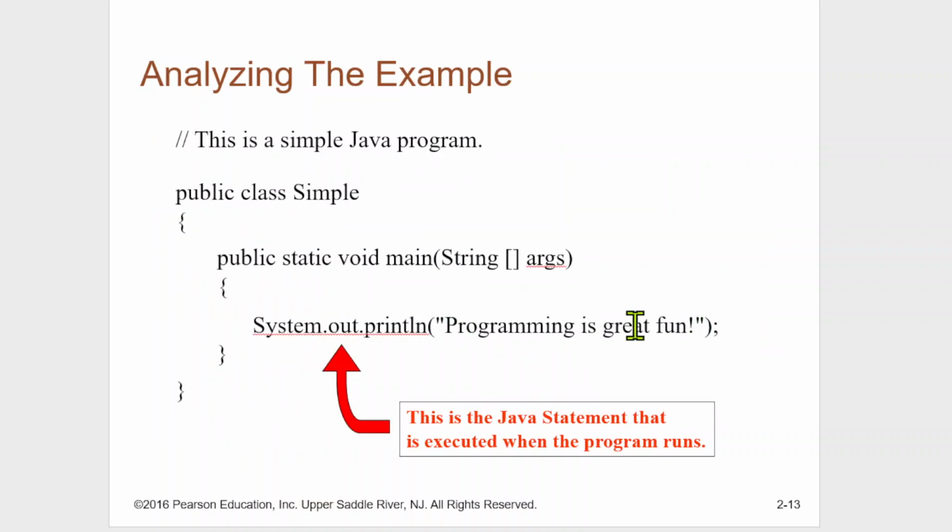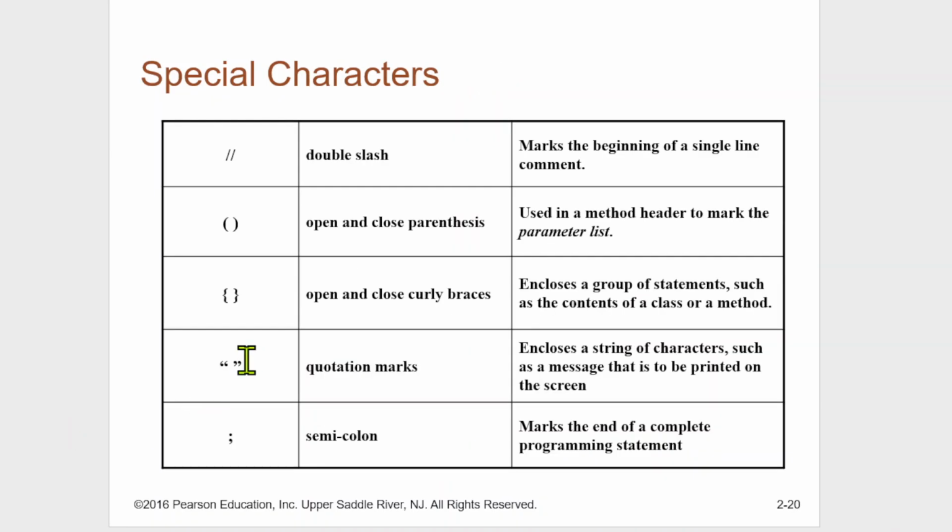The program knows not to try to interpret this. It doesn't say, oh, it's program or any of these keywords is this command. No, this is just a string. So don't read it, just inhale it and spit it back out when we ask for it. And then finally, the semicolon marks the end of a complete programming statement.